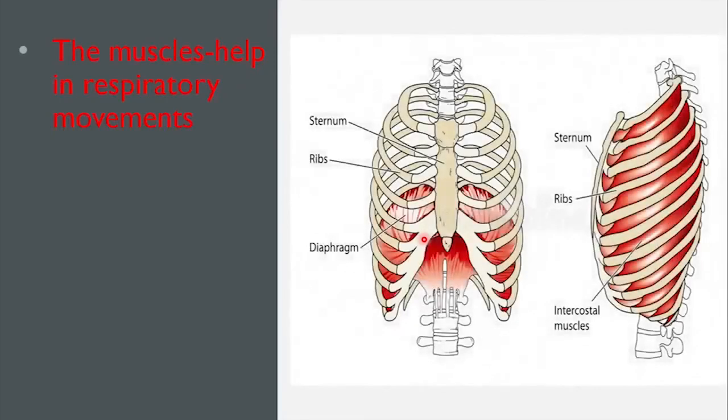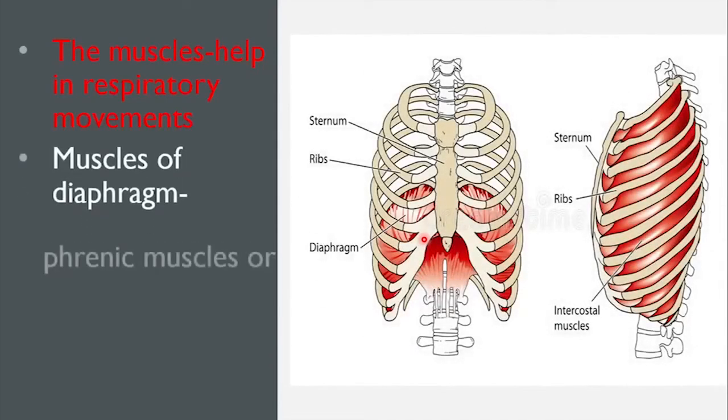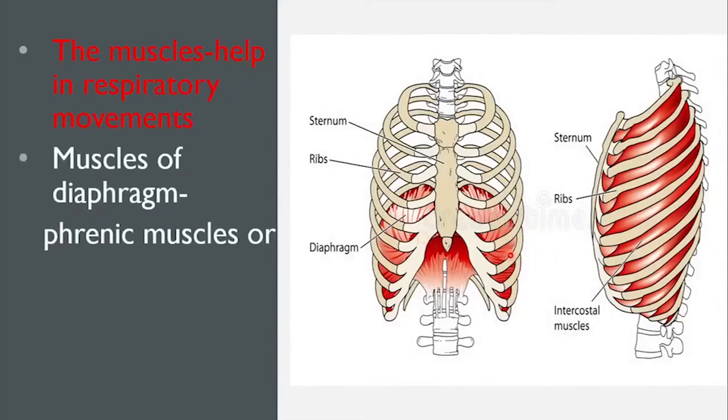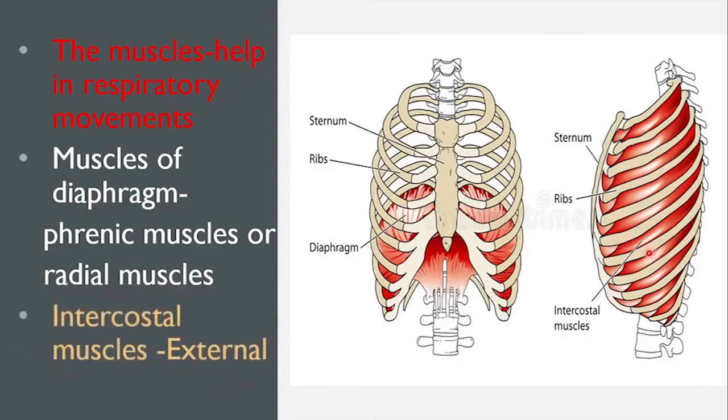The muscles that help in respiratory movements are the muscles of the diaphragm and the intercostal muscles. Here look at this picture. This is the diaphragm. Diaphragm is a muscular partition present between the thoracic cavity and abdominal cavity. It forms the base of the thoracic cavity, and the muscles present in the diaphragm are said to be phrenic muscles or radial muscles. And the second type of muscles helping in the respiratory movement are intercostal muscles.